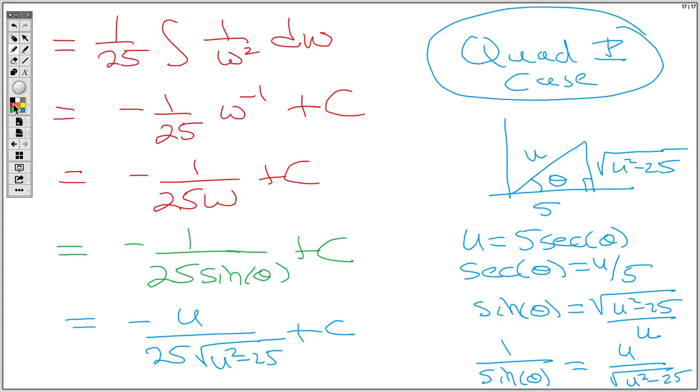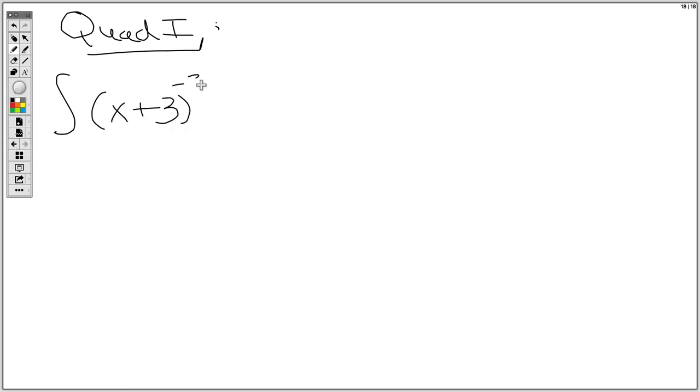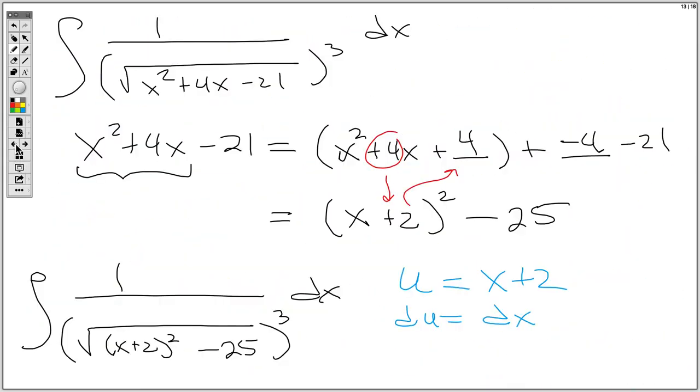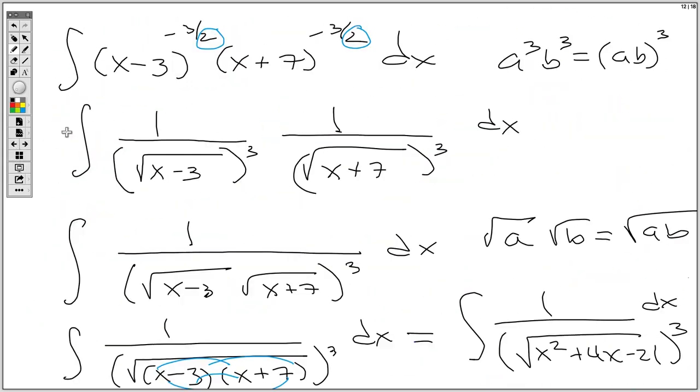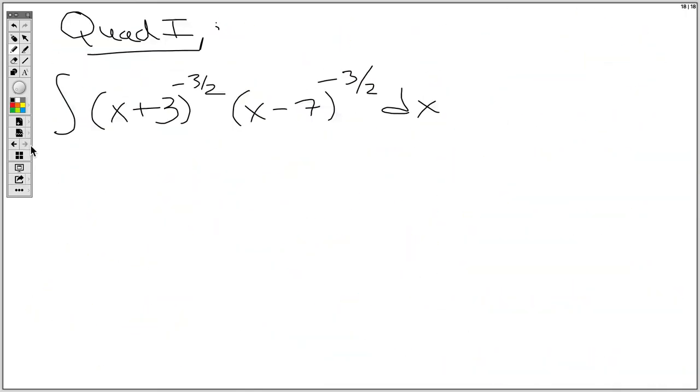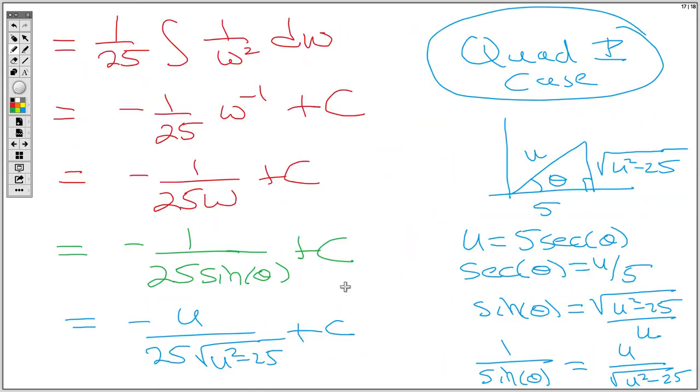And so the last step is to plug the x's back in. So for the quadrant 1 case, the integral of (x plus 3) to the minus 3 halves, (x minus 7) to the minus 3 halves, dx, which is our very original equation here, is equal to u over 25 square root u squared minus 25.